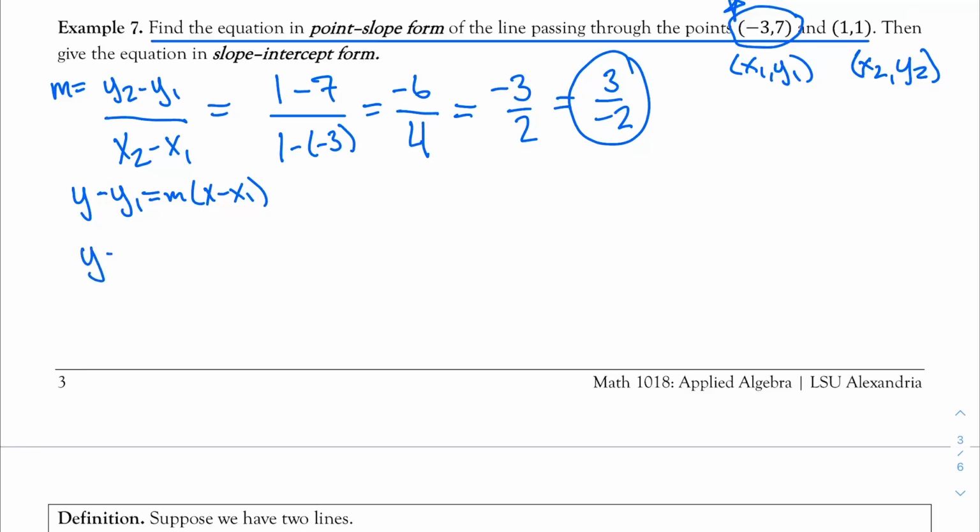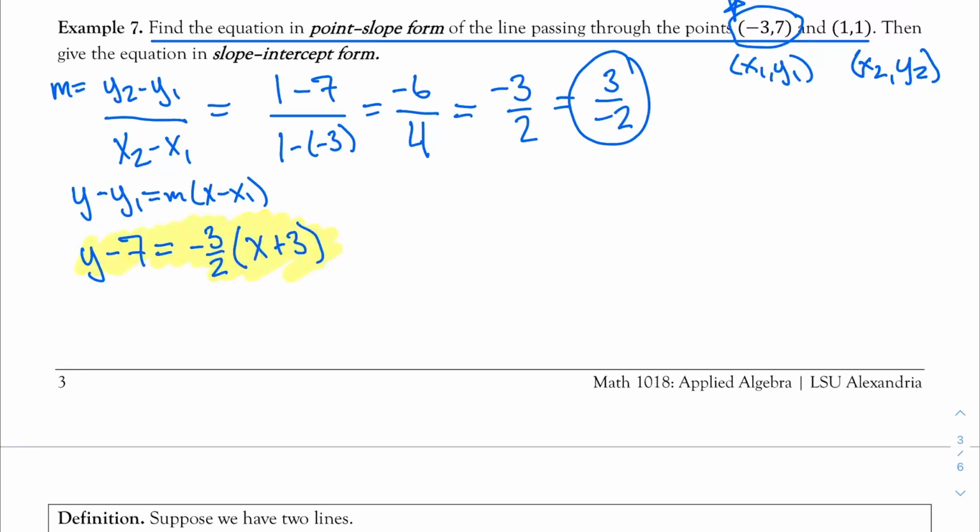I get y minus 7 is equal to negative 3/2, or 3 over negative 2, whatever you prefer, times x minus negative 3. Well, minus negative 3 becomes a plus 3. Hence, I have my equation in point-slope form.